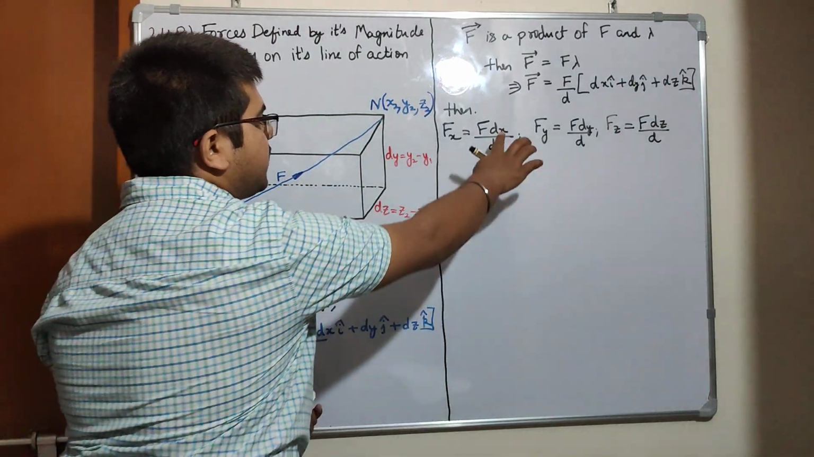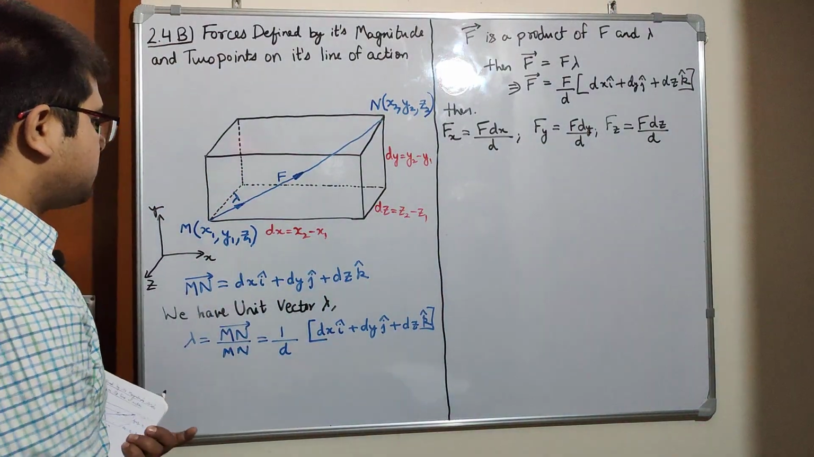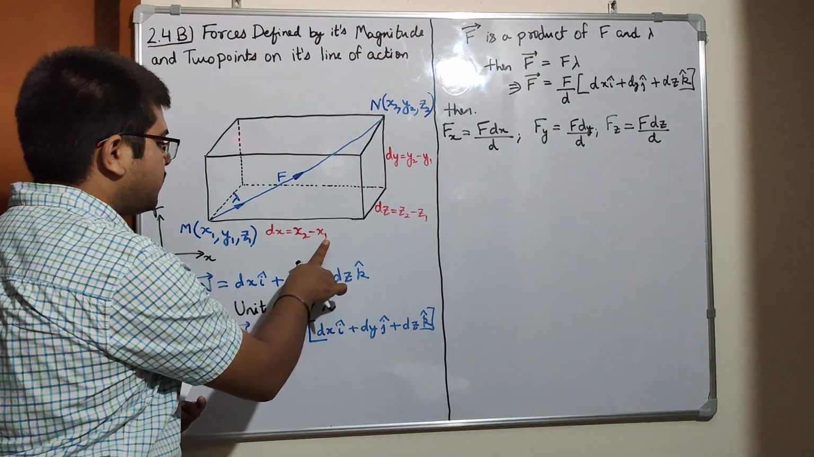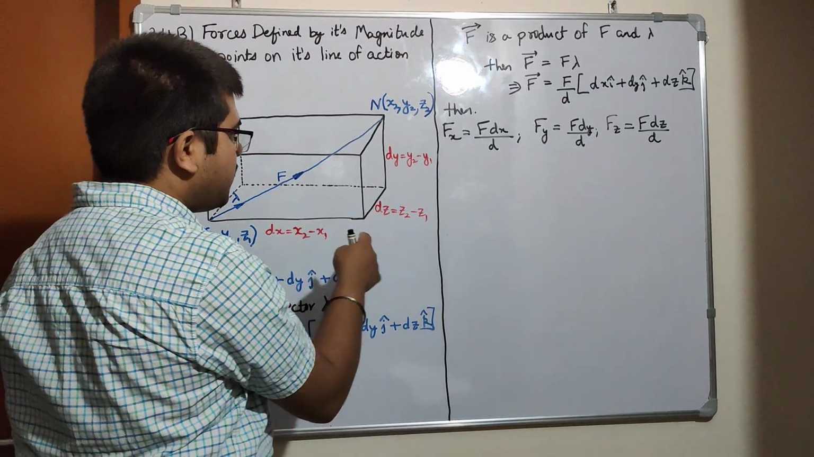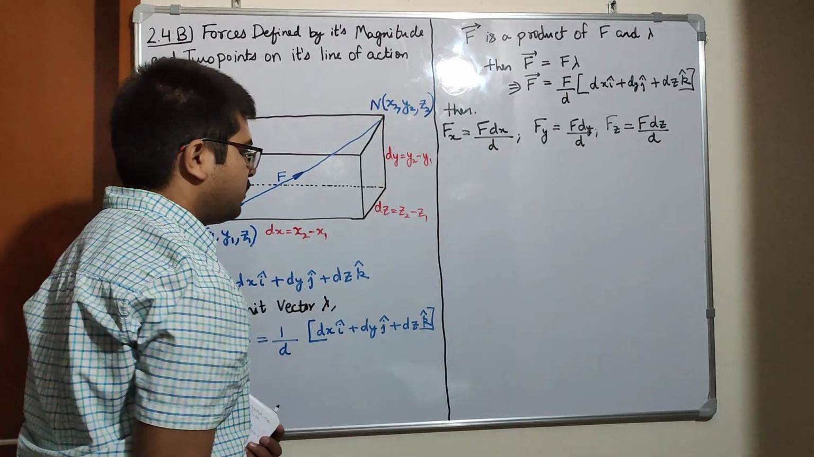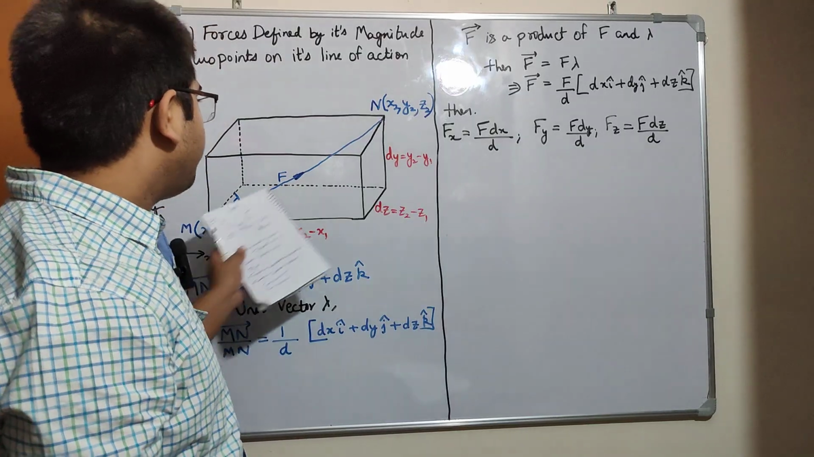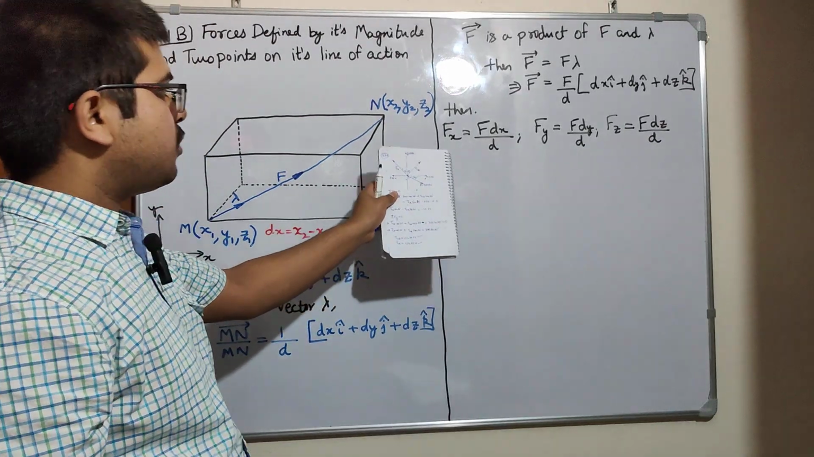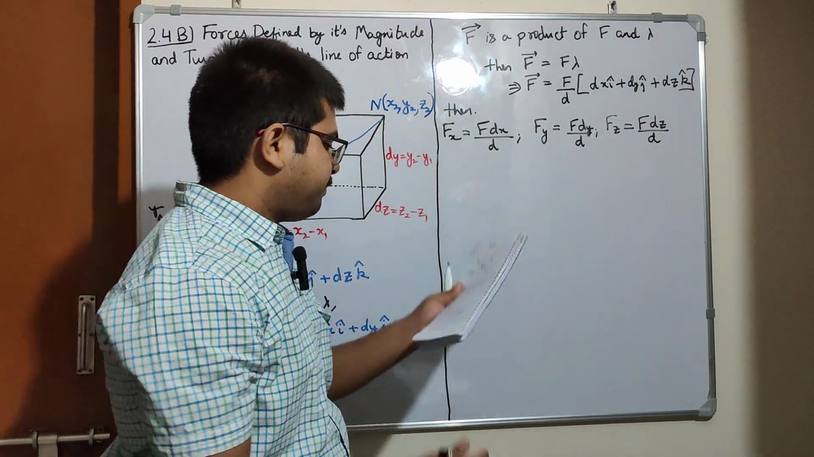And this dx, dy, dz, what are these? These are this which I have written in red. Dx is equal to x2 minus x1, dy is equal to y2 minus y1, and dz is equal to z2 minus z1. So these are our three quantities. So F vector has been resolved into its components Fx, Fy, and Fz.